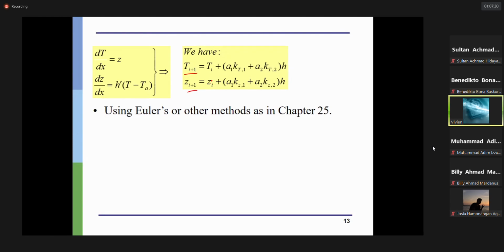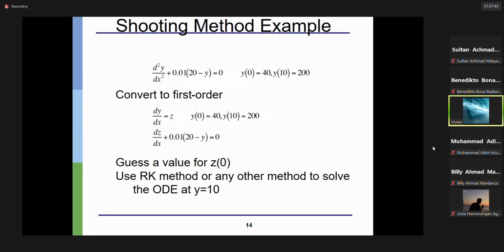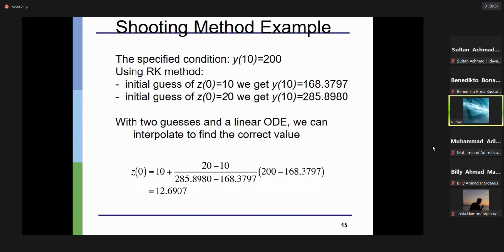So we have the initial value for z, which is 10 from the guess, and the initial temperature from the first boundary condition. So we can march up to L, up to the right side. Okay, so this is the real calculation. We have the equations and convert them into first order equations like this. And then we guess a value for z, which is equal to 10.